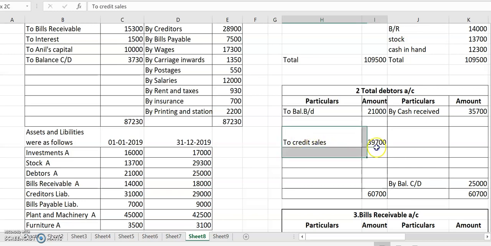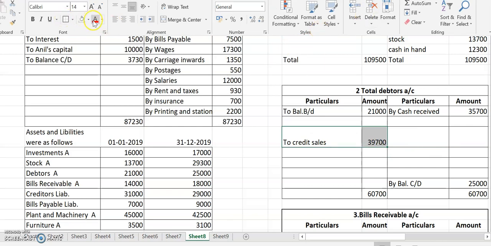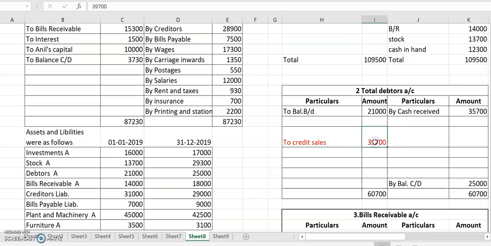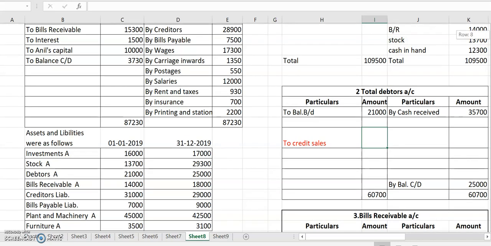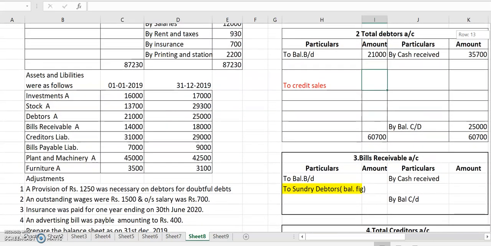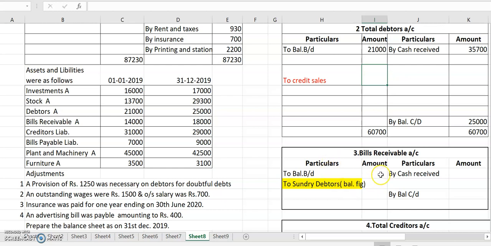This is your credit sale, the balancing figure for the question, and it will be recorded on the credit side of the trading account. We will not close this account now, because it is compulsory to record bills receivable first. Whatever the balance on bills receivable is, we will discuss first, and then we close our debtors account.